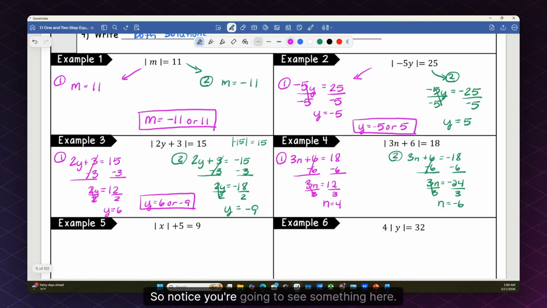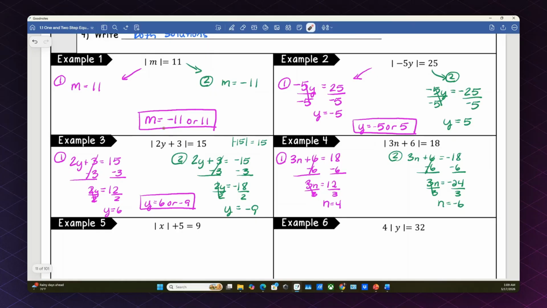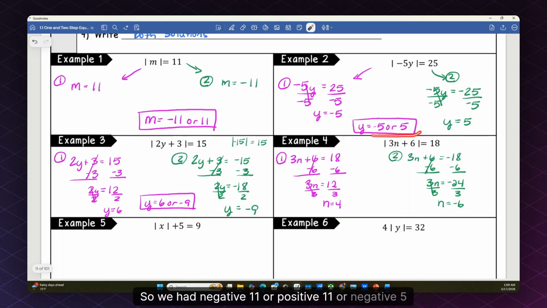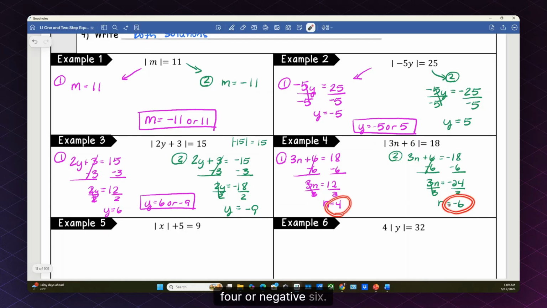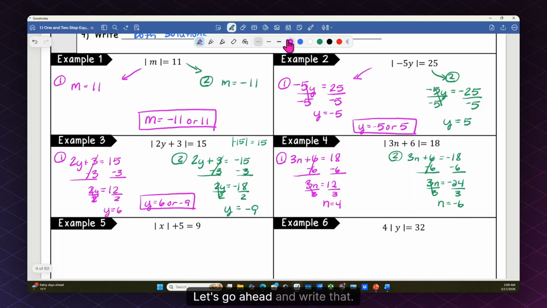Notice you're going to see something here. When we started with these easier options, it was the positive and negative of the same number. So we had negative 11 or positive 11, or negative 5 or positive 5, but it's starting to get a little bit more complicated. Like we got 6 or negative 9. And then this one is 4 or negative 6. Let's go ahead and write that. Here we got n equals 4 or negative 6.